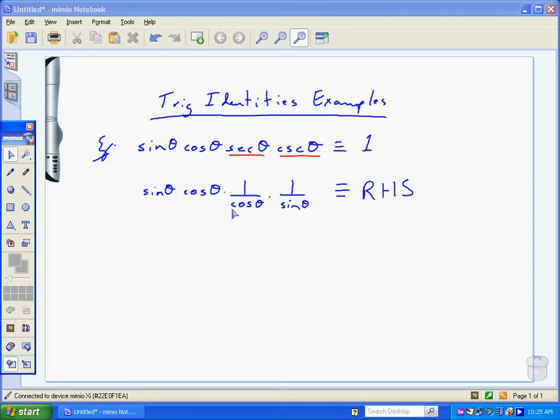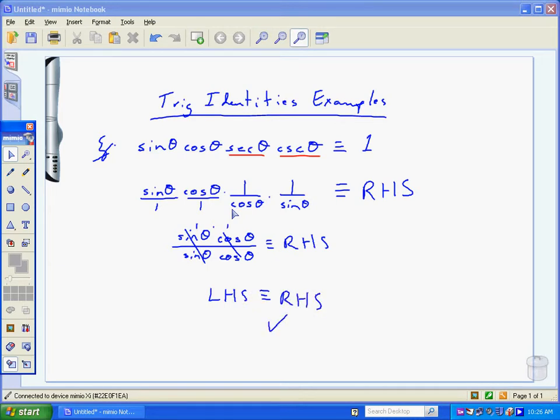Well, if we use our multiplication of fractions, we multiply straight across. When we multiply fractions, we get sine theta cos theta on top over cos theta sine theta, or sine theta cos theta, doesn't matter, equal to the right-hand side. Sine theta over sine theta is 1, cos theta over cos theta is 1, so 1 times 1 we know is 1. So the left-hand side, being 1, is equal to the right-hand side. Done. So we've proven it.